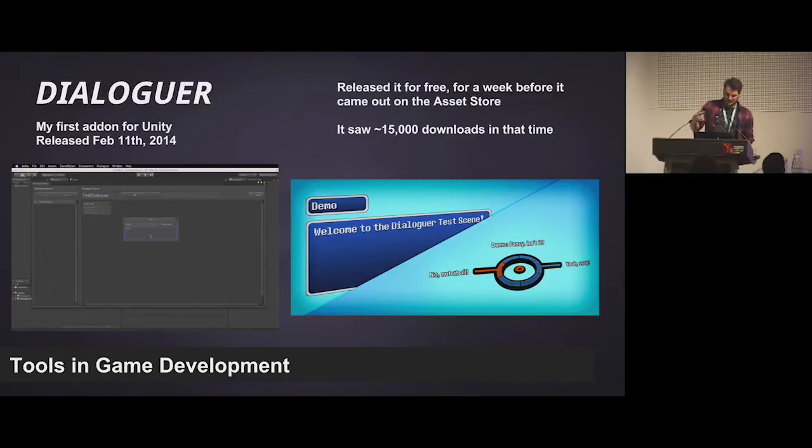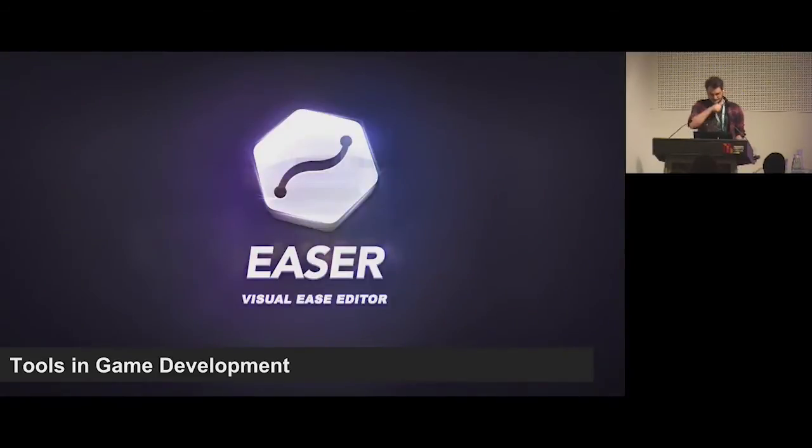So when I created Dialogger and I was ready to release it, I actually released it for free for a week before I released it on the Asset Store. In that time, I saw 15,000 downloads, which was really overwhelming, especially because I had to send most of those emails with download links manually. I learned really quickly that I should just set up an auto replier, and after like 300, I was like, you know what, fine, I'm not doing this anymore. So yeah, something to learn.